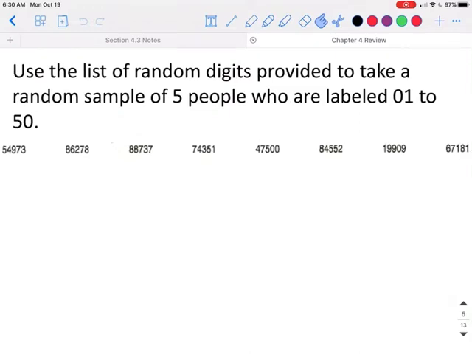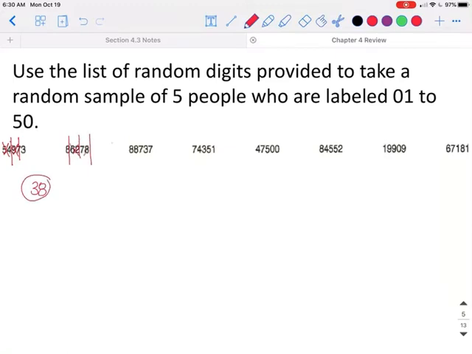Use the list of random digits provided to take a random sample of 5 people who are labeled 01 to 50. To do this, you're going to break the values into groups of 2, so every 2 digits. You're only looking for numbers that are between 01 and 50. So 54 is too large, 97 is too large, but 38 would work. So you would select the person whose number is 38.